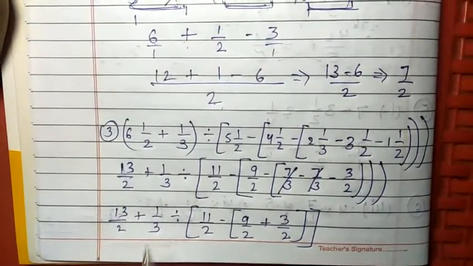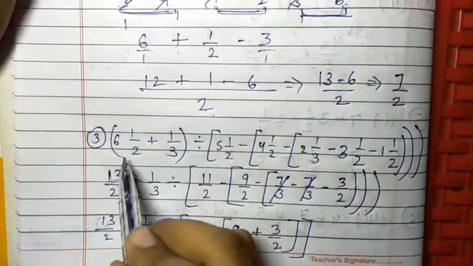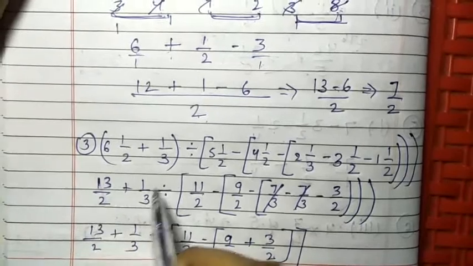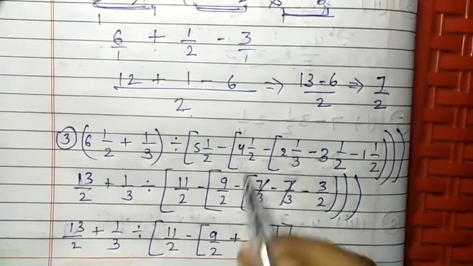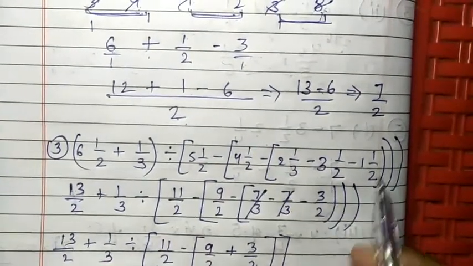Here is the third question, which is given in the book on page number 35. Again make all the mixed fractions into simple forms. So here 13 upon 2, 1 upon 3, divide sign, bracket, this will be 11 upon 2, this will be 9 upon 2, minus, this will be 7 upon 3, and this will be 3 upon 2.